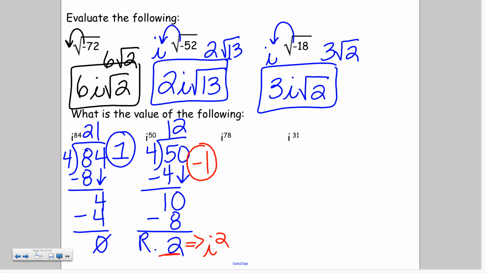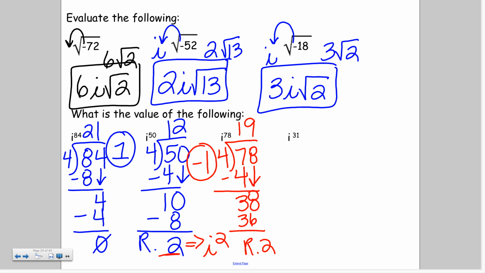Alright, i to the 78th. 78 divided by 4. 4 can go into 7 one time. 7 minus 4 is 3. Bring down my 8. 4 times 9 is 36. That leaves me a remainder of 2. So again, I'm looking at i squared. So i to the 78th is negative 1.